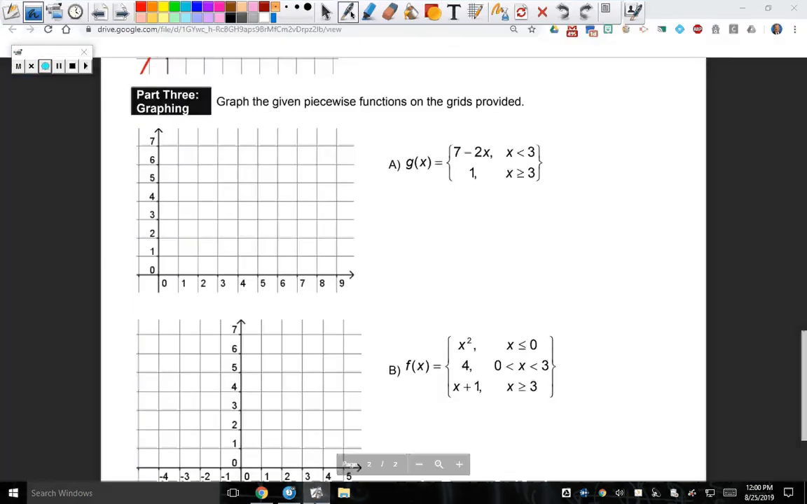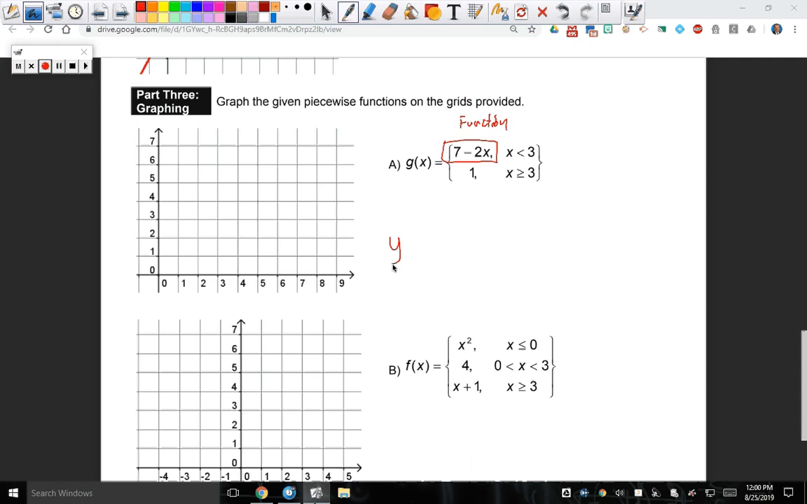Remember, all of these are functions. This is like y equals this, y equals this. Otherwise, now that we're in Algebra 2, we're saying y equals this, and we call that y g of x. Let's go ahead and graph this function right here.